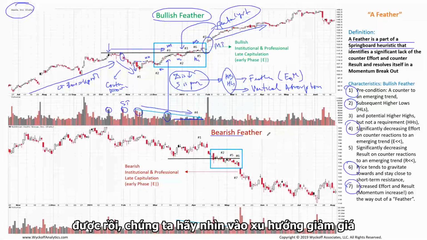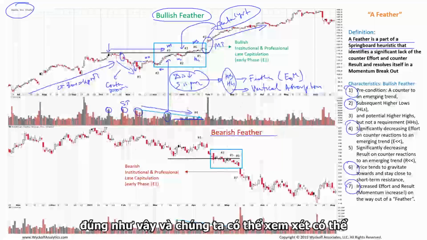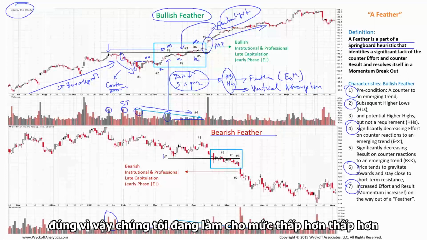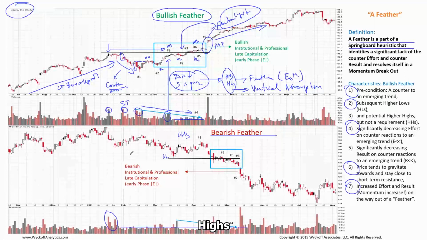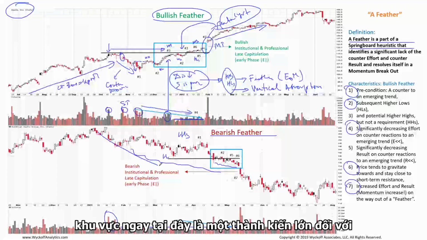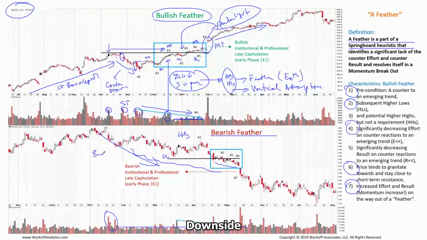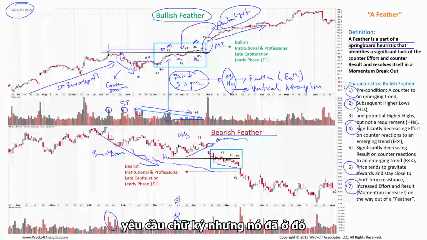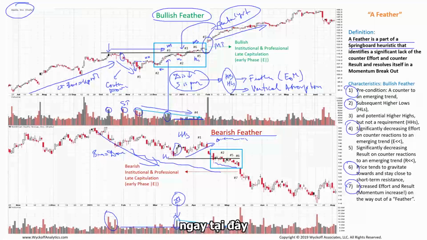Okay, then let's look at the bearish feather. Kind of the same concept, right? And we could look at the feather as being this whole thing, right? So we're making lower lows, lower highs in this area, or in a small area right here, a major bias to the downside, a counter move. And I would prefer here to have more demand signature, but there it was. There was an increase in the demand signature right here.